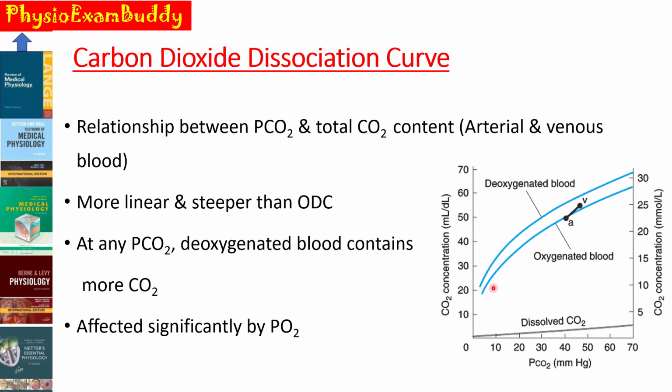And this curve, you can see here, is more linear as well as steeper when compared to our oxygen dissociation curve, and at any given PCO2, the reduced blood, that is the deoxygenated blood, contains more carbon dioxide than the oxygenated blood, and the carbon dioxide dissociation curve is affected significantly by the partial pressure of oxygen.